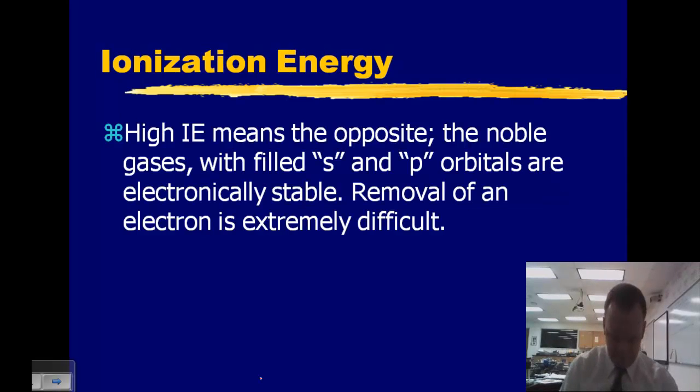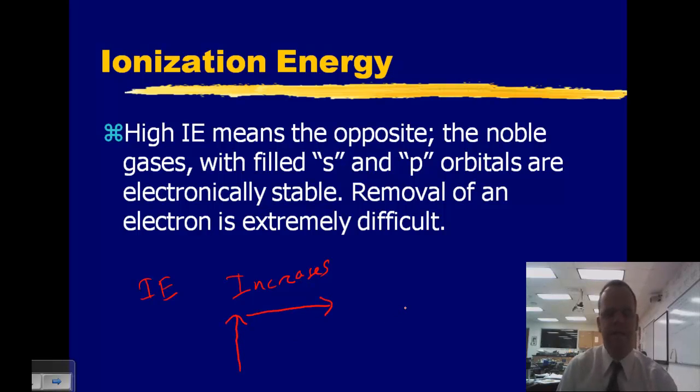So our trend in ionization energy increases as we go up and to the right. So it's the opposite of atomic radius, and that actually makes a lot of sense.